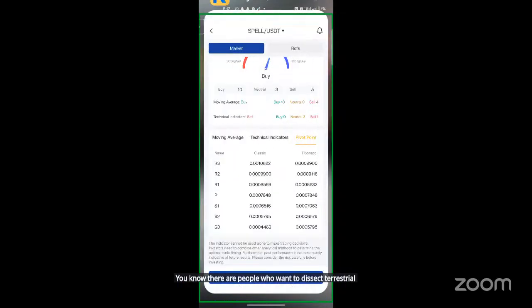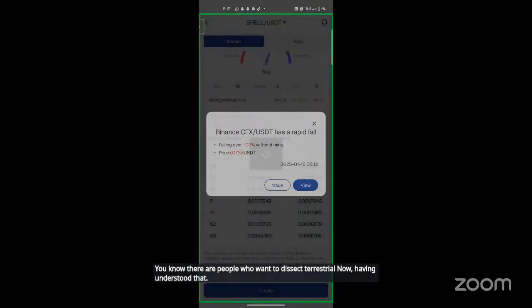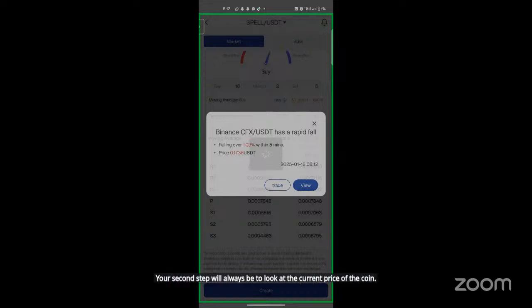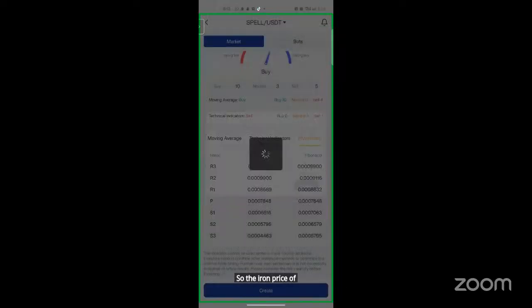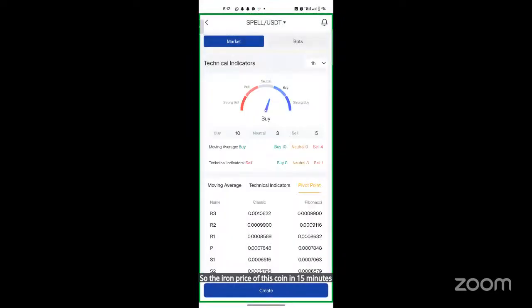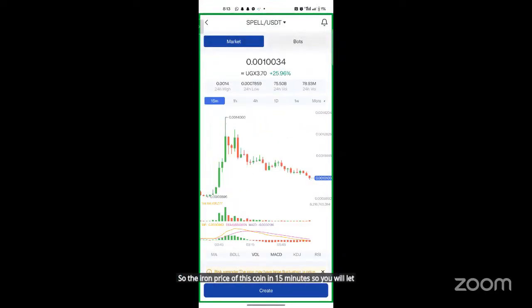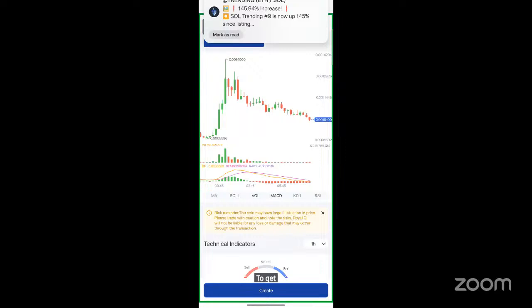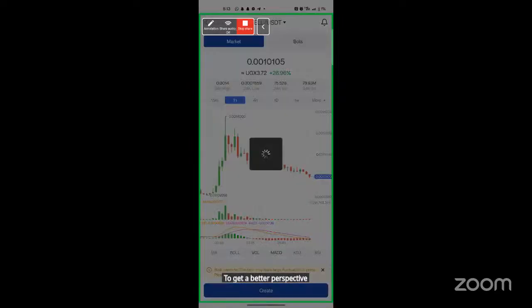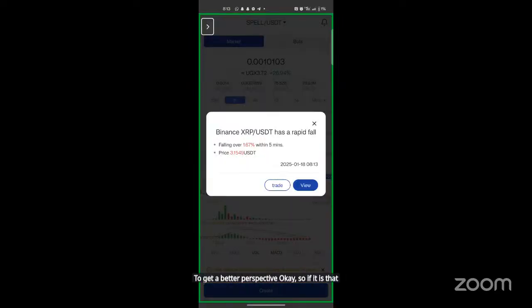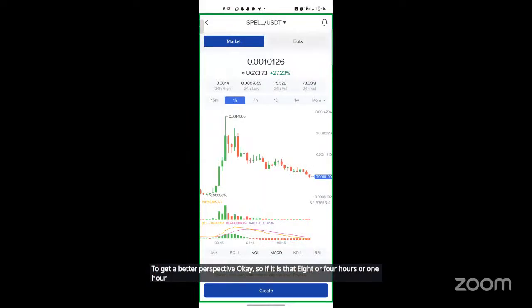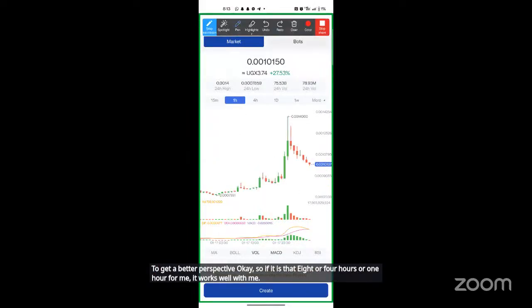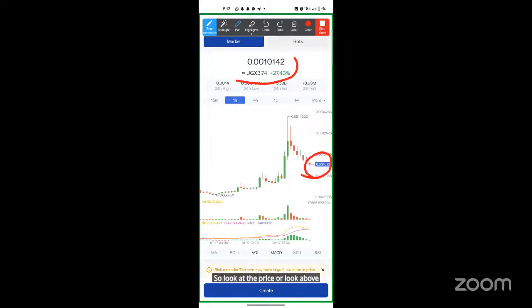Now, having understood that, your second step will always be to look at the current price of the coin. So the current price of this coin in 15 minutes, or let us look at it in 1 hour or in 4 hours. Me, I always choose 4 hours to get a better perspective. Either 4 hours or 1 hour works well with me. So I'll look at the price or look above here, any of the two.